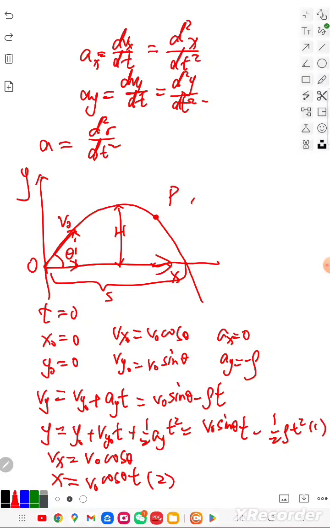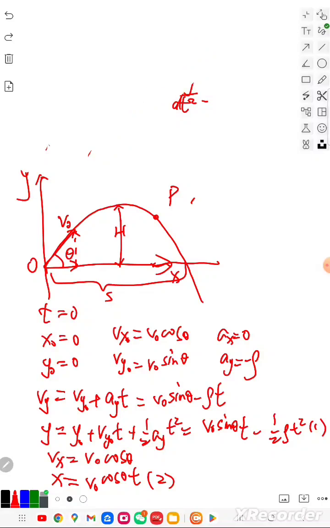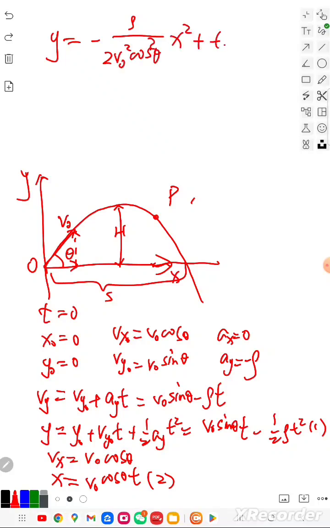Now we combine equation 1 and equation 2 and eliminate t, so that we get y equals minus g divided by 2 v0 squared cosine squared zeta, x squared plus tangent zeta dot x. This is easy to do: you can just substitute t equals x divided by v0 cosine zeta into equation 1. You will get exactly this answer.